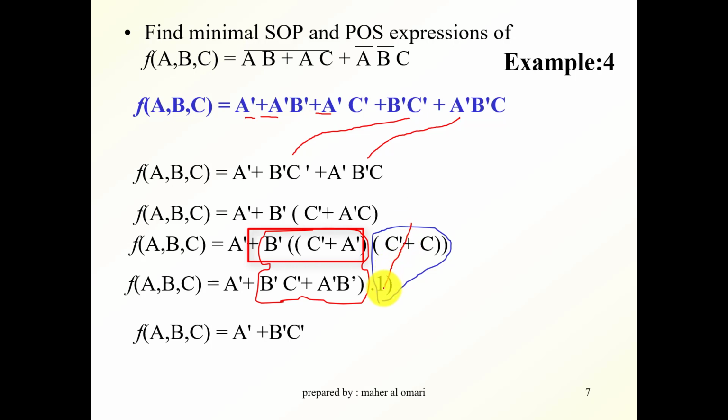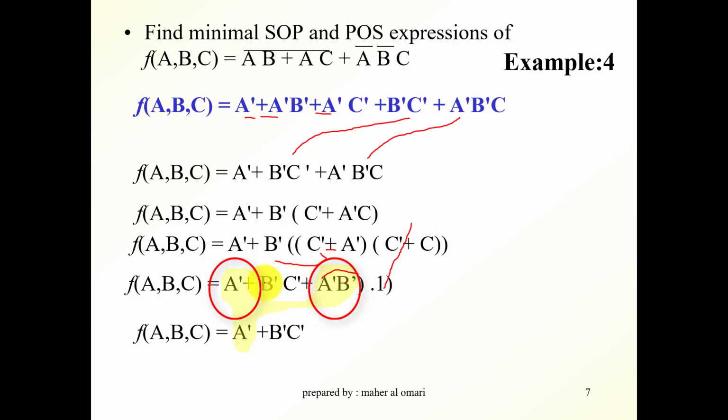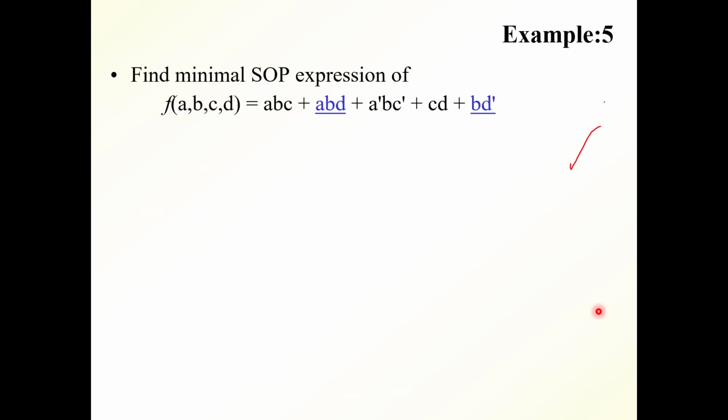We take B bar inside, so what we get is B bar C bar ORed with B bar A bar. If we take these two terms together, A bar ORed with A bar B, we get an A bar. And this goes down as is. And this here is the final minimized function in sum of product form. Example 5. Let's find out the minimal sum of product for this function.